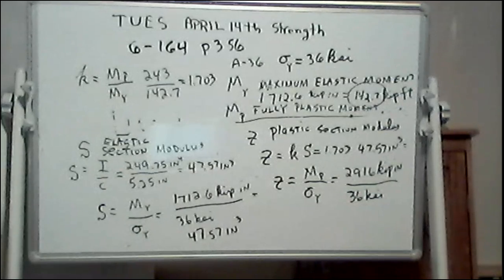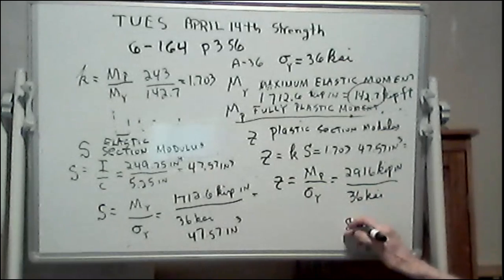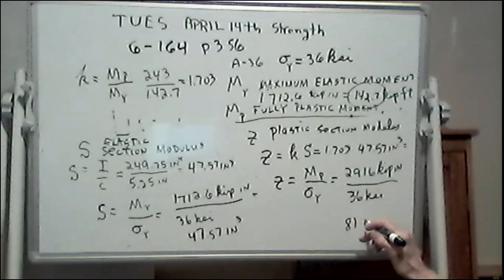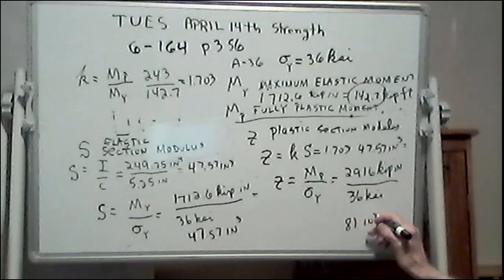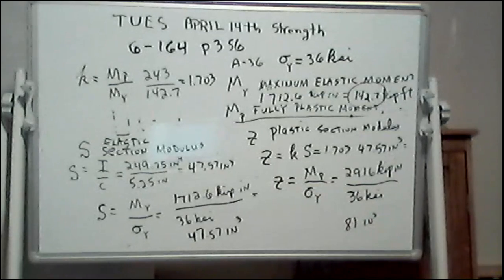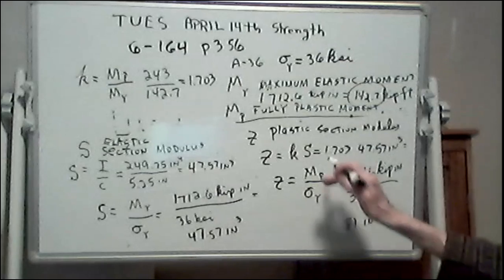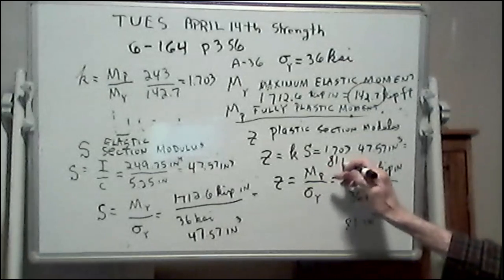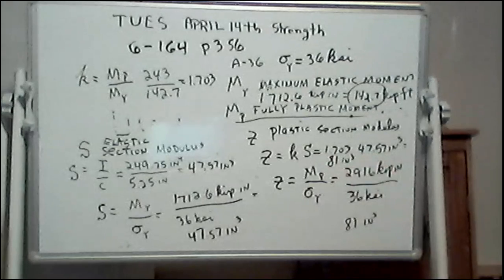Let's see what we get when you do that. 2916 divided by 36. Well, I got 81. 81 inches cubed, right? What's this when you multiply that? We never did do it, did we? 1.703 times 47.57. By Jove, you get 81 inches cubed. Either formula is good. Now, what good are they?